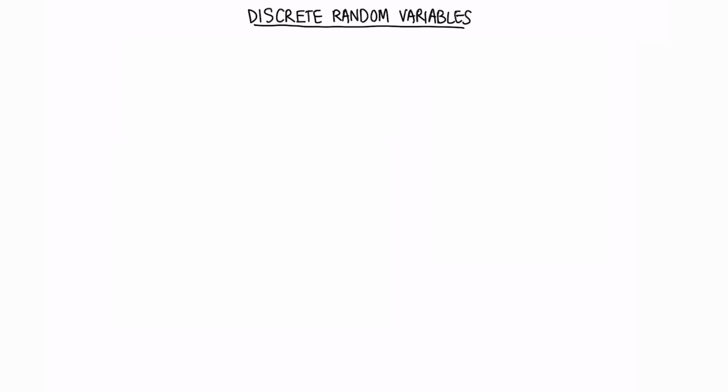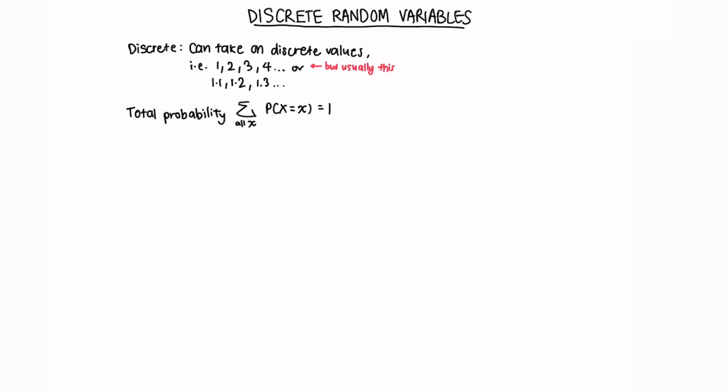Today we'll be covering discrete random variables. Now discrete random variables are variables that may only take on a finite number of possible values. So a variable that can take on values like 1, 2, 3, 4 may be a discrete random variable.